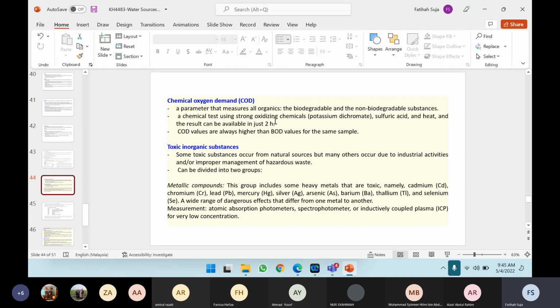So they will use strong oxidizing chemicals like potassium dichromate, sulfuric acid, and heat. And the results can be available in just 2 hours. Okay. So most of the time you use COD, but for the same types of water, the COD to BOD ratio will be about the same.